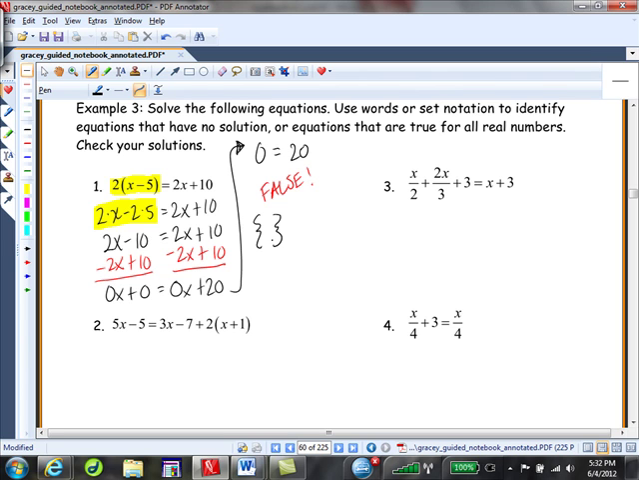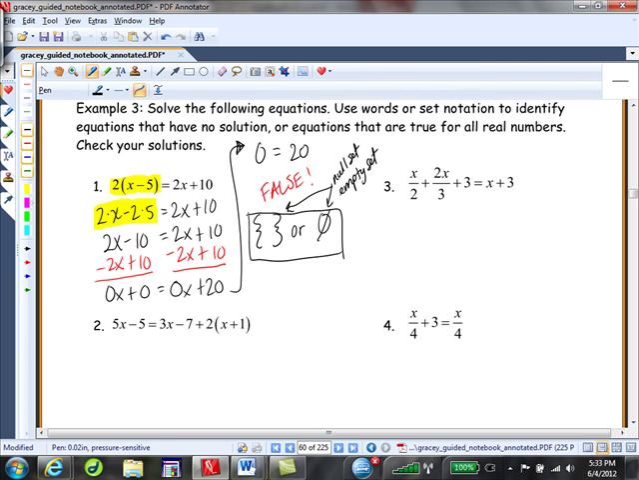Now, another alternative notation that you'll see is this. This means the null set. Or the empty set. Okay? Actually, they both mean that. And so I'll take either one of those. All right, so let's try the next one.